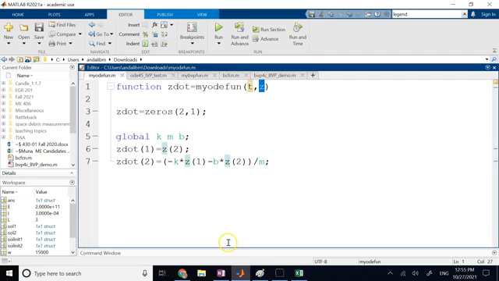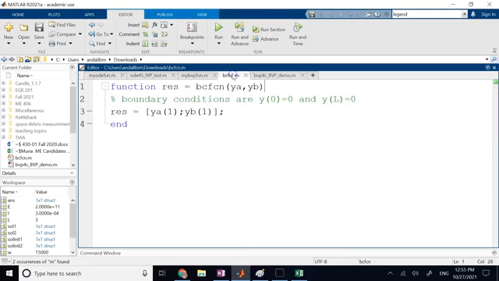Not always do we have the independent variable directly in my equations, but sometimes I do. And you see here again, z1 dot is z2, z2 dot is negative k over m z1, which is x, and negative b over m z2, which is x dot. And there is no time function directly. So this variable is really, as you can see, it says it's not used. Okay, so the first step for either solver is to define a function.